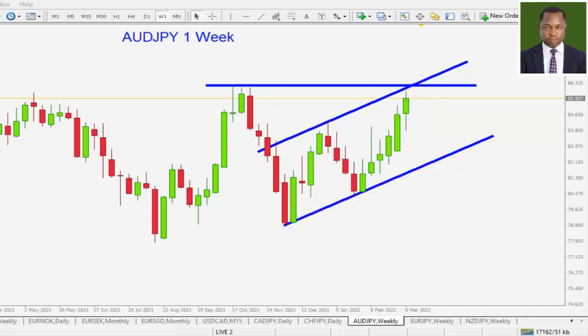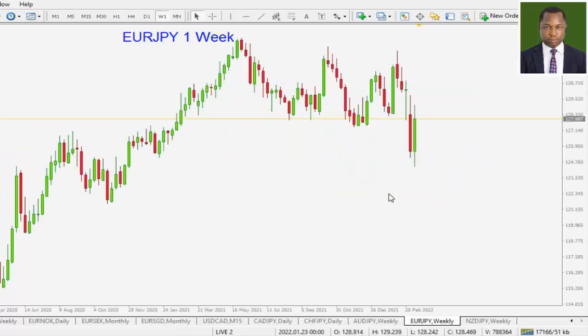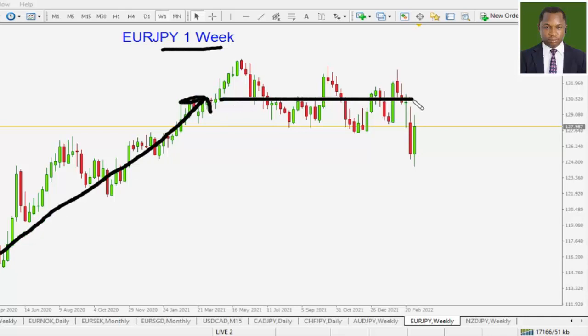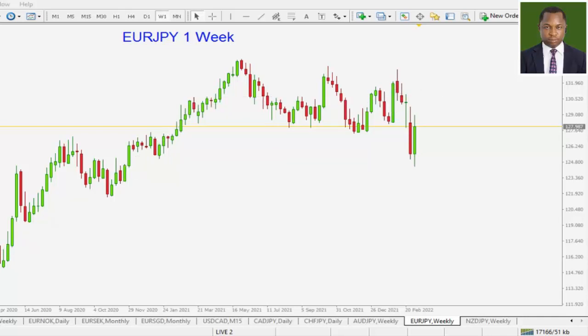All right, well, let's look into another one, the euro against the Japanese yen. This is a simple one. I just want to show you in the weekly time frame that we move up nicely, then price went sideways. You can see how this area has been acting as a support. In fact, some resistance at that zone. It's an area.